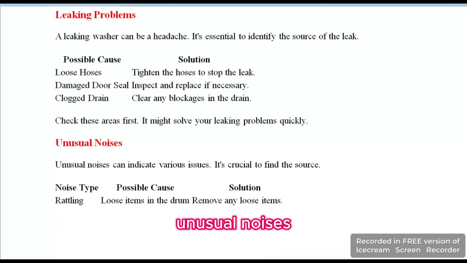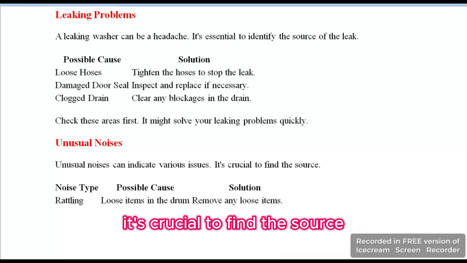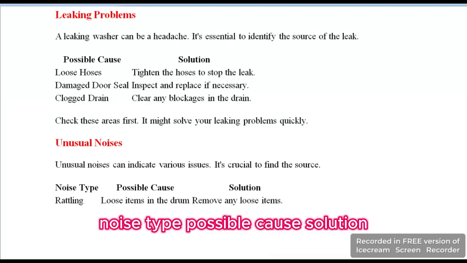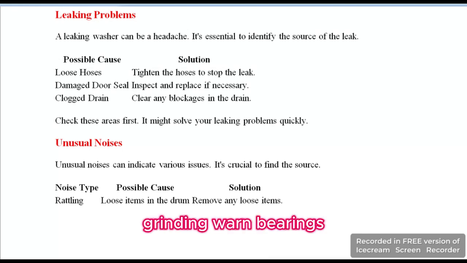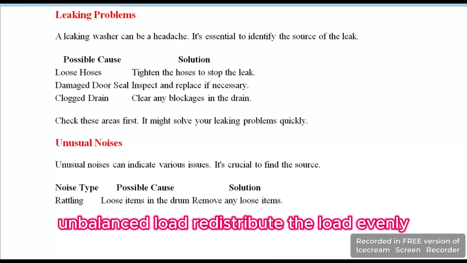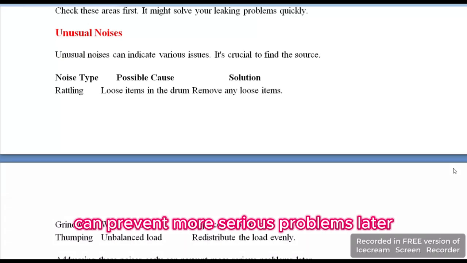Unusual noises. Unusual noises can indicate various issues. It's crucial to find the source. Noise type, possible cause, and solution: rattling, loose items in the drum. Remove any loose items. Grinding, worn bearings. Replace the bearings. Thumping, unbalanced load. Redistribute the load evenly. Addressing these noises early can prevent more serious problems later.